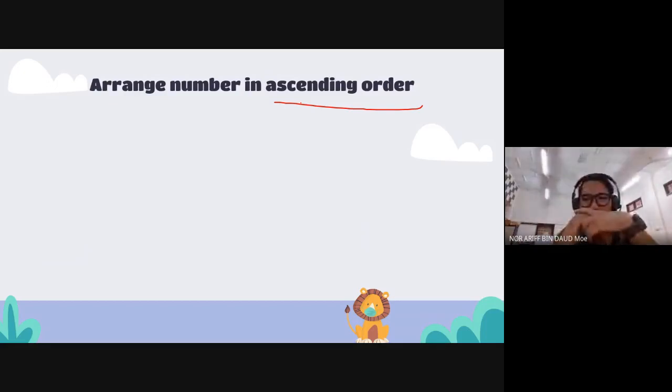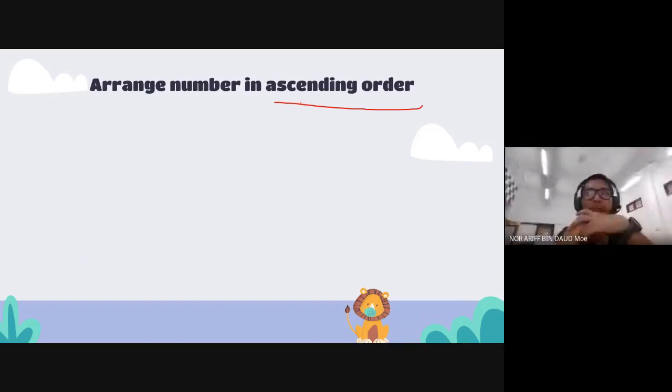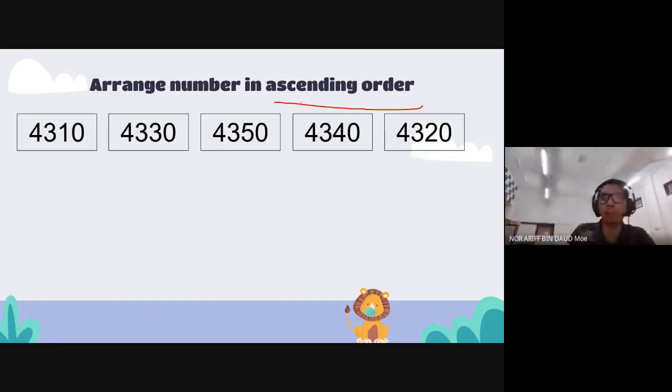Okay. Siapa tadi tu? Hancika, ascending order ni macam mana nak susun dia? From small to big. Yes, from small to big. Okay, I have one set of number. For example, I have one set of number here. The first thing I must do is identify where is the smallest number and where is the biggest number. And the smallest number is this one and the biggest number is this one.